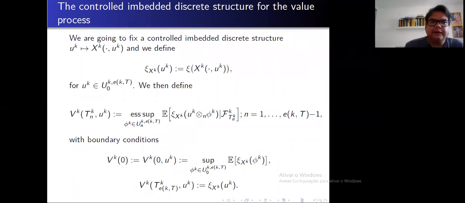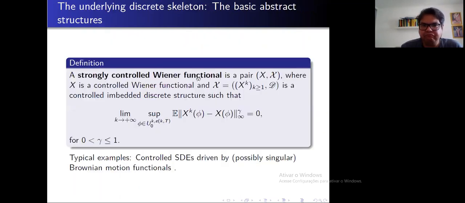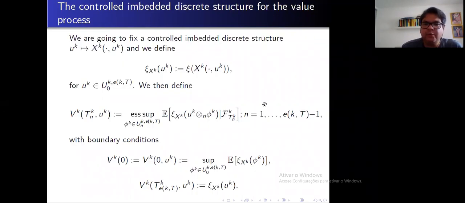Okay, so what is the idea? The idea is, let's assume that I have a strongly controlled Wiener functional. I will choose an embedded structure which is based on D, and I will discretize everything. This is a very natural approach, no? Because I will discretize the value process. The essential supremum is the same as before, but everything is replaced by the continuous time random walk information and the set of controls, of course. I will call it V_k.